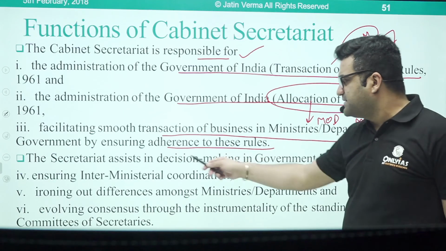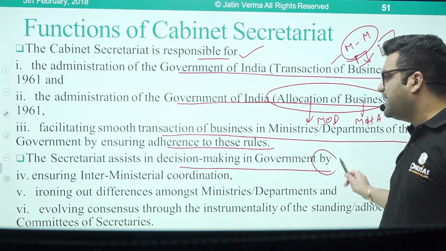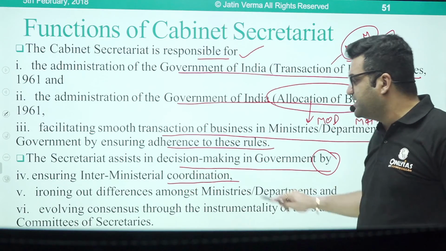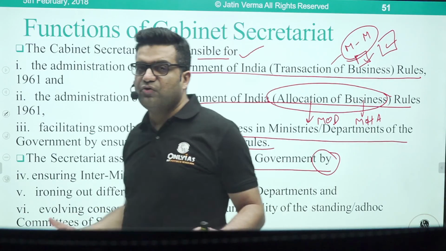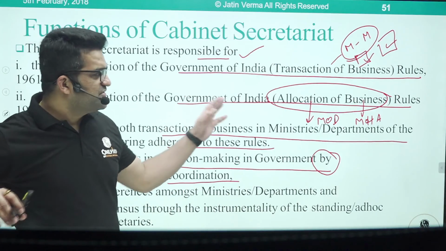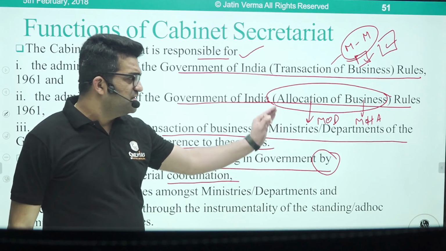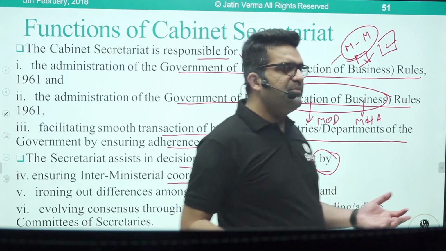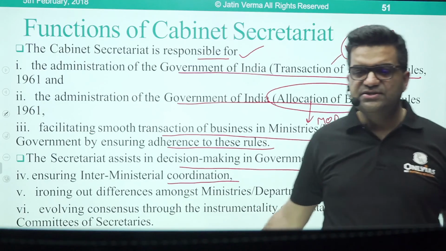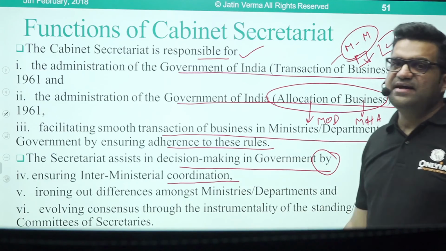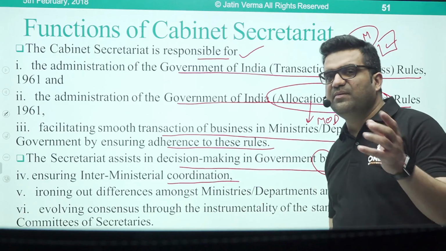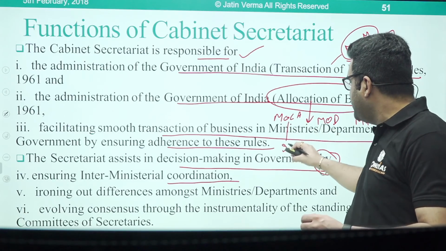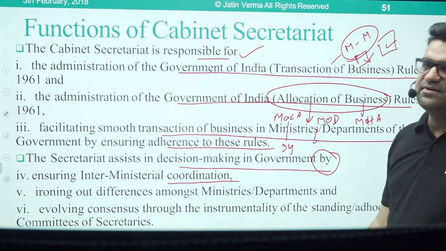The Secretariat assists the decision making in the government by ensuring interministerial coordination. For example, if the matter of regulation of drones is there, which ministry is going to regulate it? Ministry of Civil Aviation, Ministry of Defense, or Ministry of Home Affairs? Sometimes these petty disputes keep on happening, quite often. It is during these times that the cabinet secretary will constitute a high power committee comprising the related secretaries, the Ministry of Civil Aviation secretary and others. They will sit together and resolve these interministerial issues.